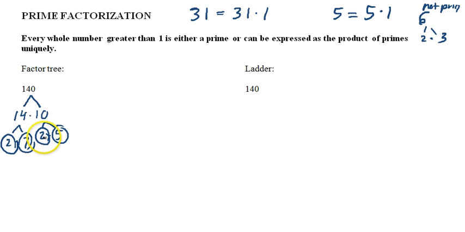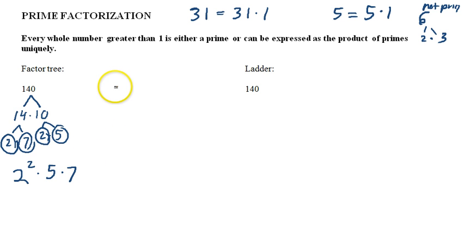These are all primes. Factors of 2 are 2 and 1. Factors of 5 are 5 and 1. Factors of 7 are 7 and 1. And that's it. So our answer would be 2 squared, because we have two of them, times 5 times 7. That's our unique product of primes, and we call this prime factorization.